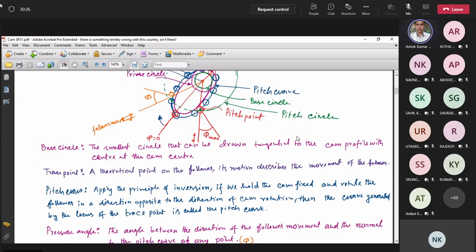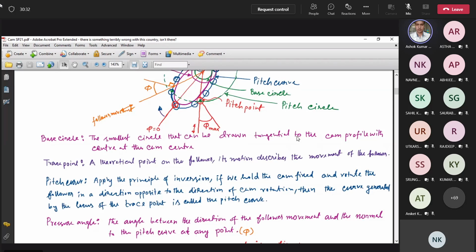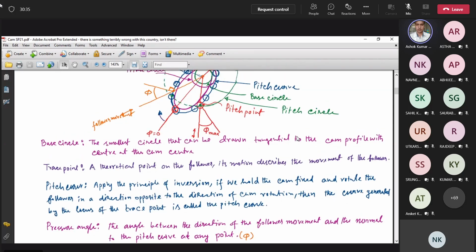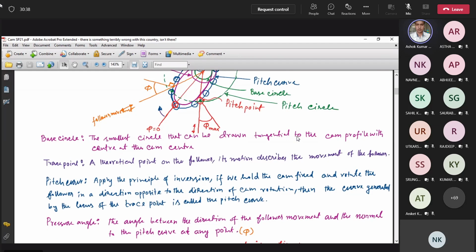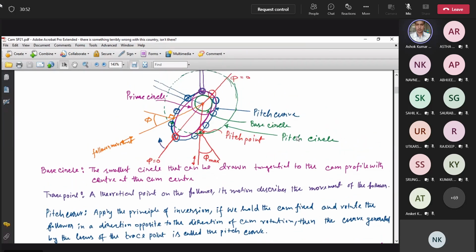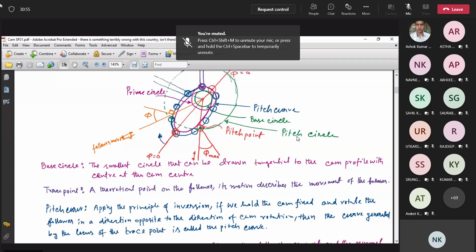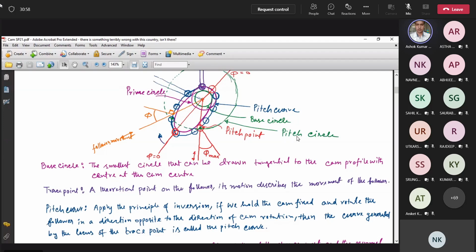Now we will have the next definition, which is called pressure angle. This is a very important definition. First I am reading, then I will discuss. The angle between the direction of the follower movement and the normal to the pitch curve at any point is called the pressure angle. It is the angle between the follower motion and the normal drawn at any point of the pitch curve.